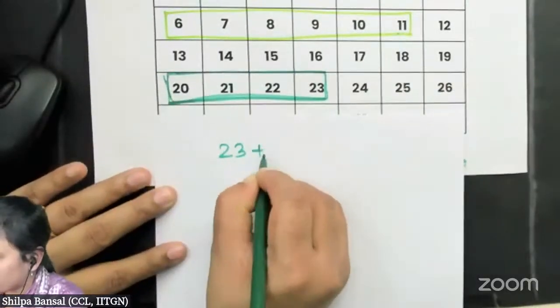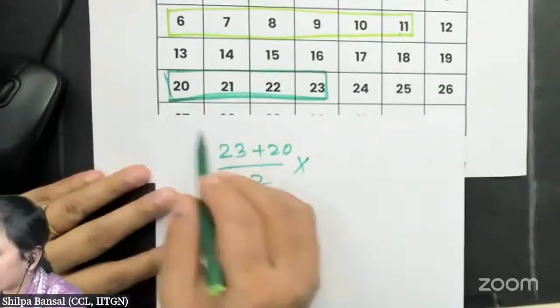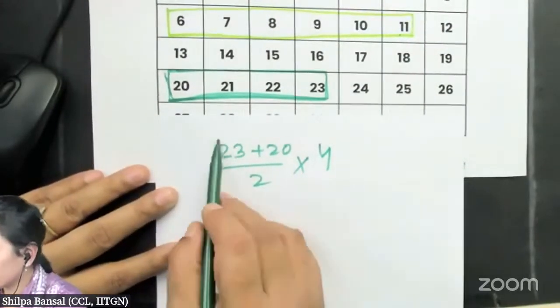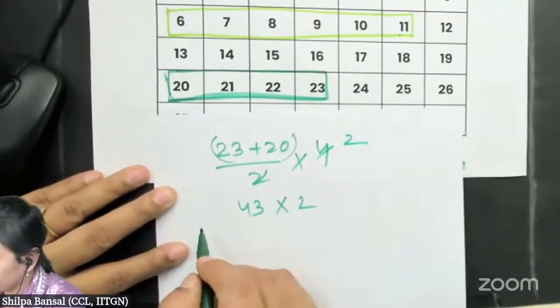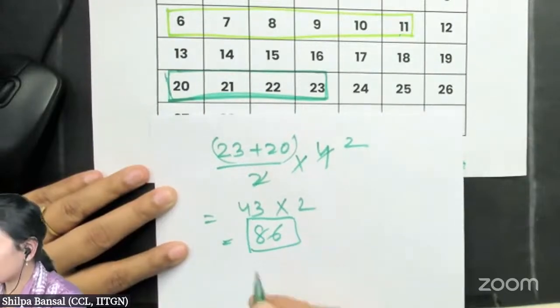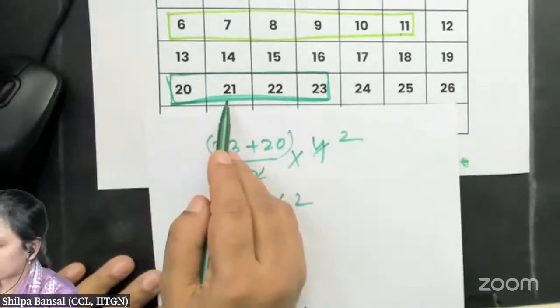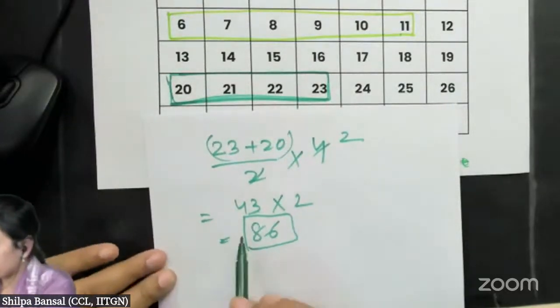23 plus 20 by 2 times the total number. How many numbers are there? 4. So it is 43 times 2. Okay. It is 86. If you calculate 20 plus 21 plus 22 plus 23, it is 86. It is coming like this.